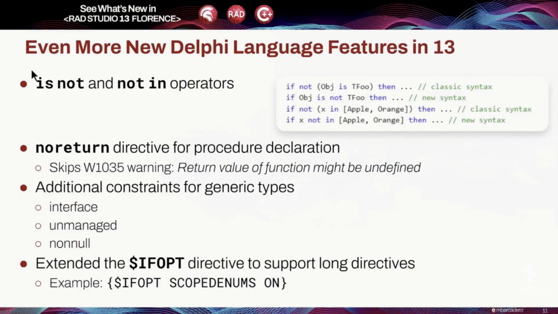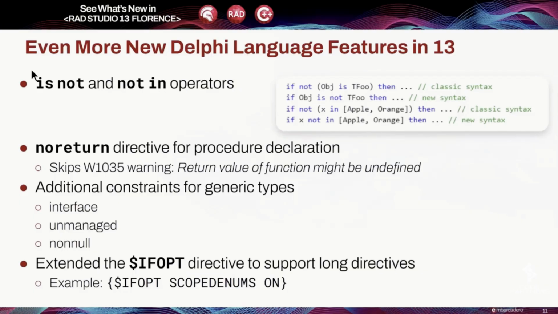There is a no return directive. You can mark a procedure as no return, and the specific advantage is that you will not get a warning that the function might not return a value if, for example, that procedure raises an exception. We're also introducing additional constraints for generic types: interface, unmanaged and non-null are the three new constraints. This helps simplify some of the logic in terms of generic records and is also a foundation for future work that we want to do at the compiler level.